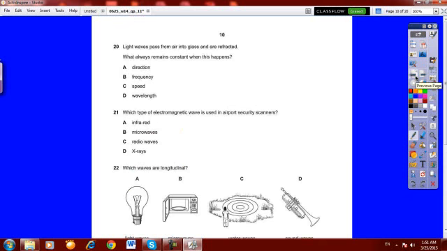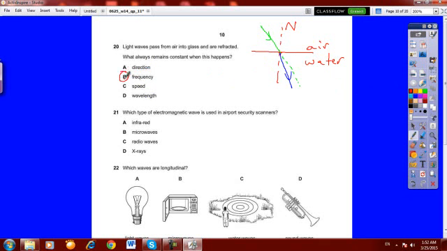Number 20. Light waves pass from air into glass and are refracted. What always remains constant when this happens? When they are refracted, they change direction first. So instead of continuing like this, they will continue in a different direction. They change speed since they are changing the medium, and change wavelength, of course, but only frequency will remain the same. So the answer here is B.